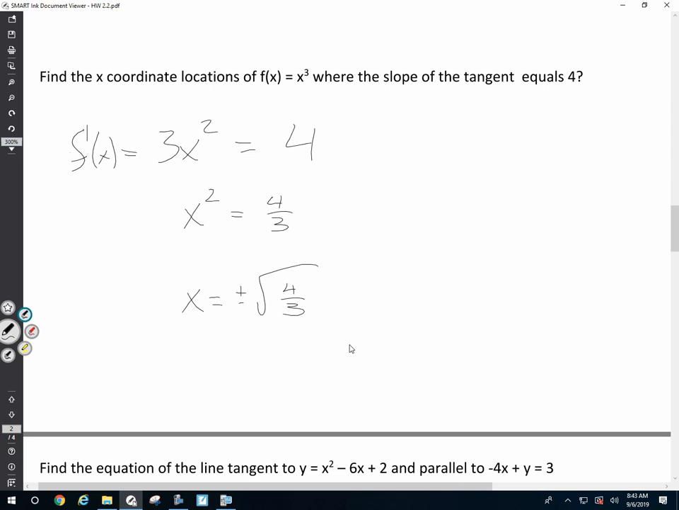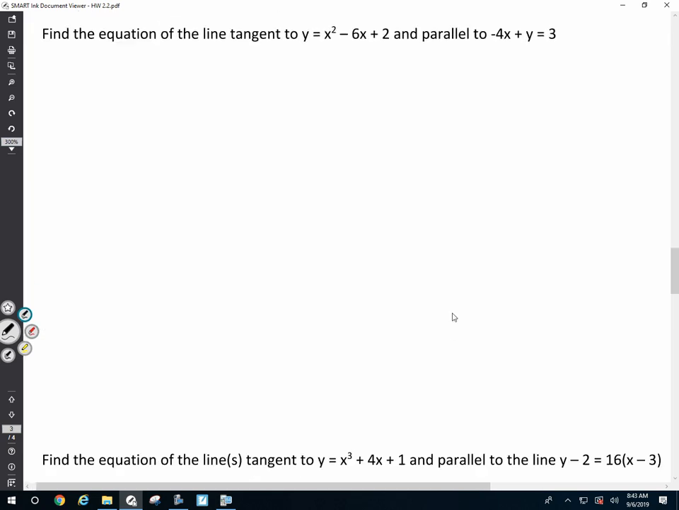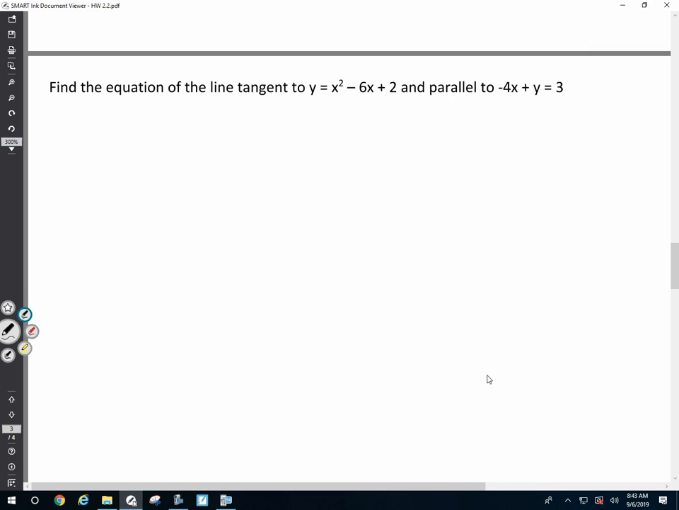How can we confirm that? Different ways. You can visually kind of see it. You could graph the slopes of the tangents. You can graph the tangent lines, and it'll all work out. Find the equation of the line tangent to this and parallel to this. Well, first of all, I need to find out the slope here.